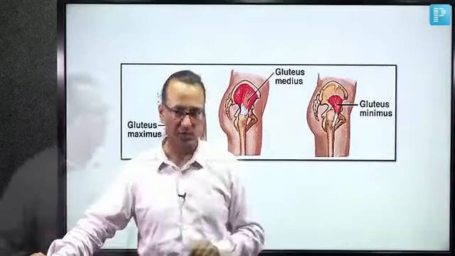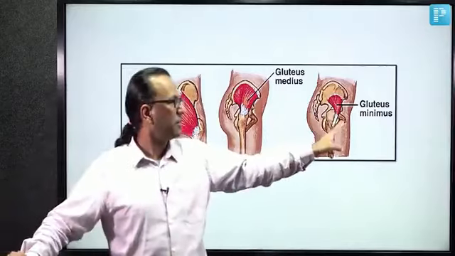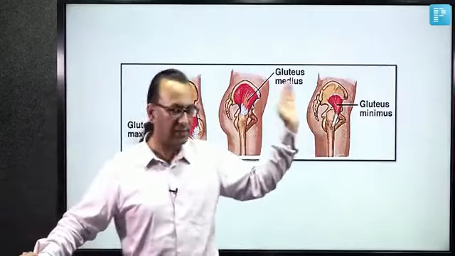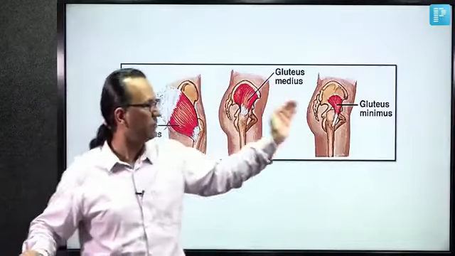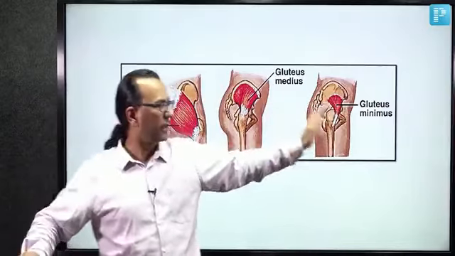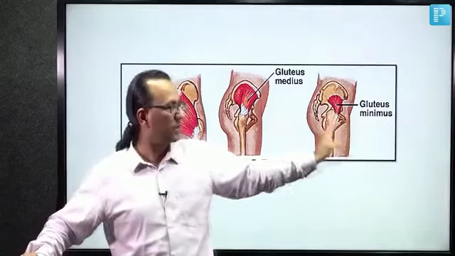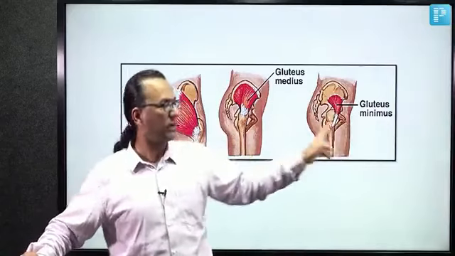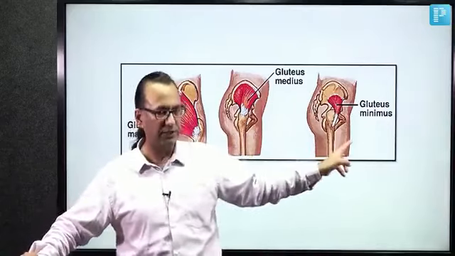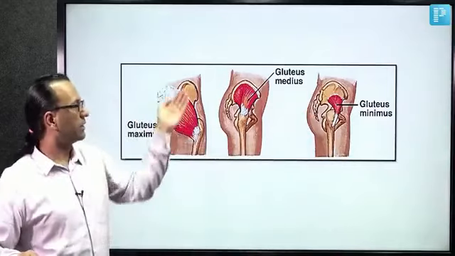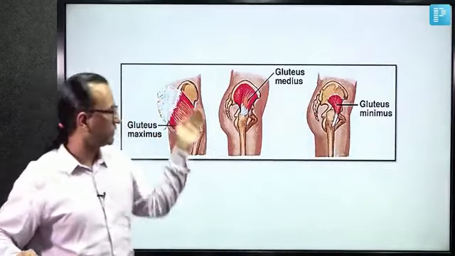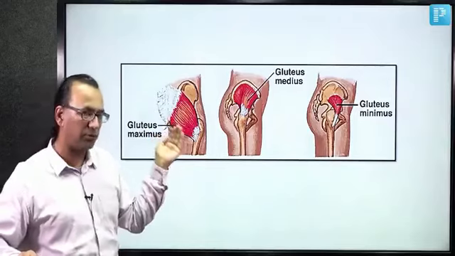of the greater trochanter. The gluteus medius and minimus are crossing the hip joint anteriorly, so they will be medially rotating the hip joint, and they can also cause abduction. So abduction and medial rotation is their chief activity, whereas the gluteus maximus is crossing the hip joint posteriorly, so it is chiefly an extensor at the hip joint.